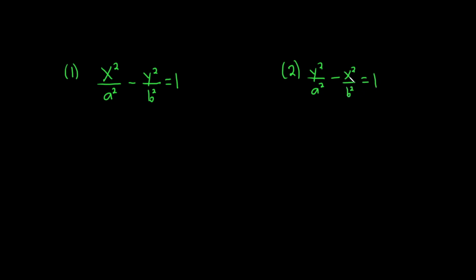The first formula is this one, x squared over a squared minus y squared over b squared equals 1. And the second formula, I'll write it over here, is y squared over a squared minus x squared over b squared equals 1. And you can see the differences right away between these formulas.